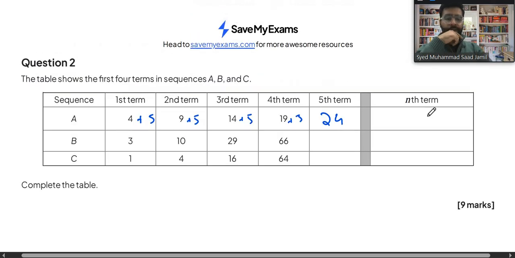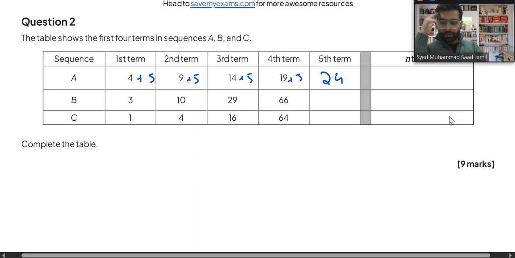How do I find the nth term? You will use the formula, which is a plus n minus 1 multiplied by d. I have already explained this formula, but if you look at this question, you can see that we are adding 5, but the first term is not 5. It means 5n minus 1.